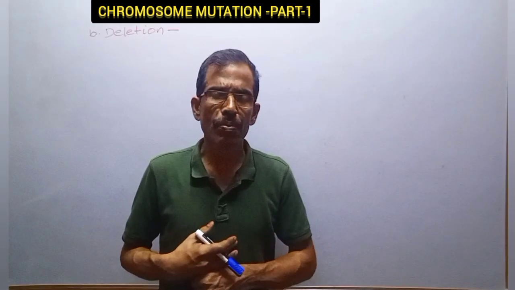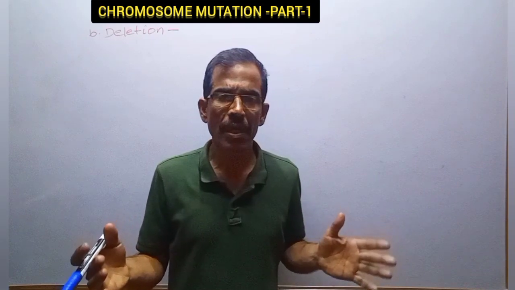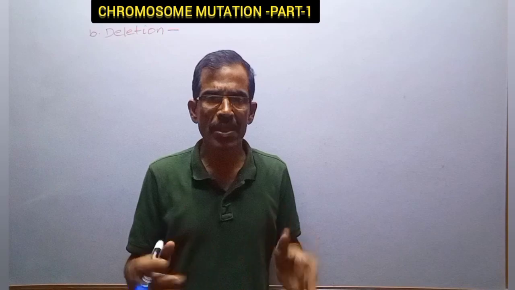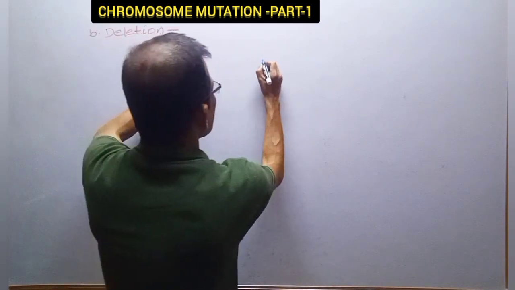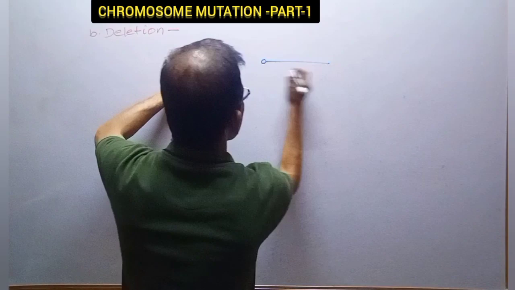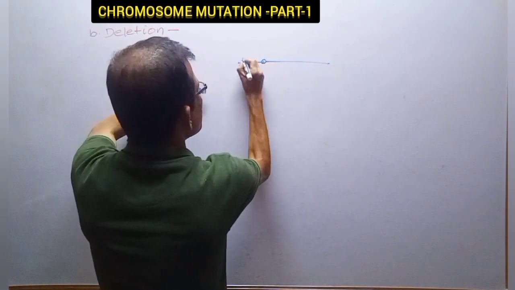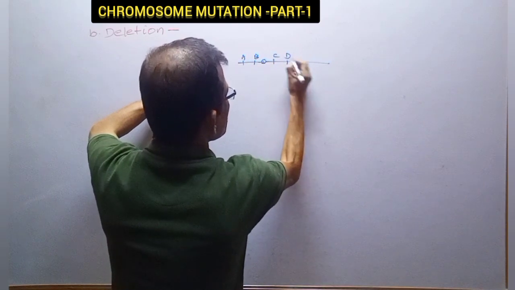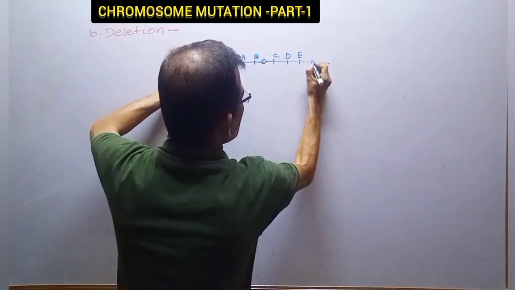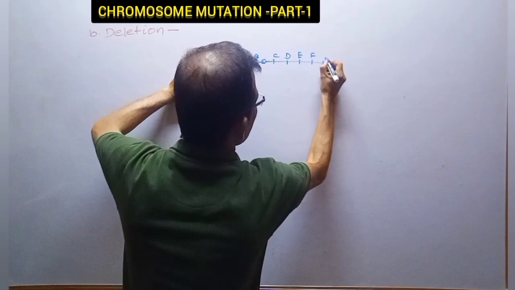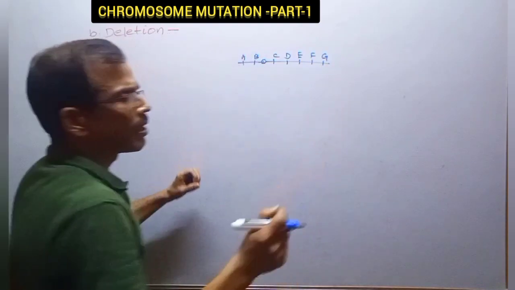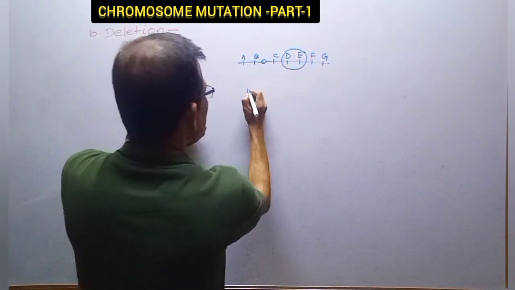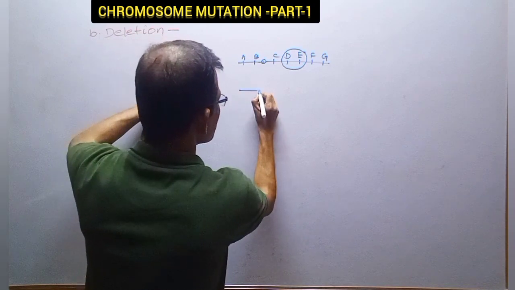Second type of chromosome rearrangement is deletion, in which a part of the chromosome is lost or missing. Consider a chromosome having the segments AB and C, D, E, F and G. When it undergoes deletion of the segment DE, the resulting chromosome will be like this.